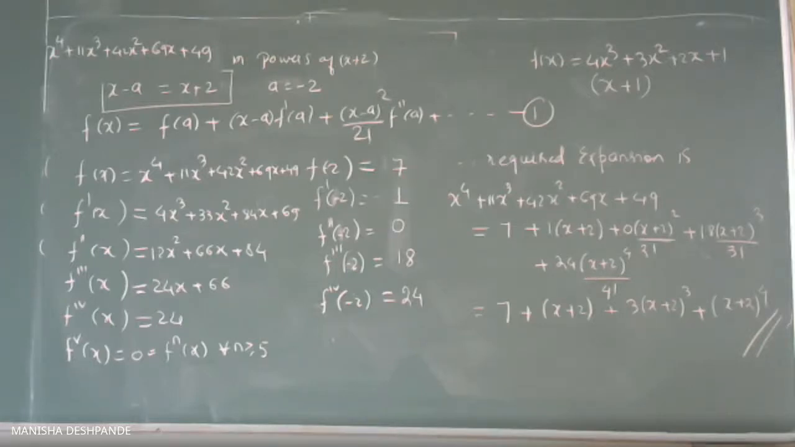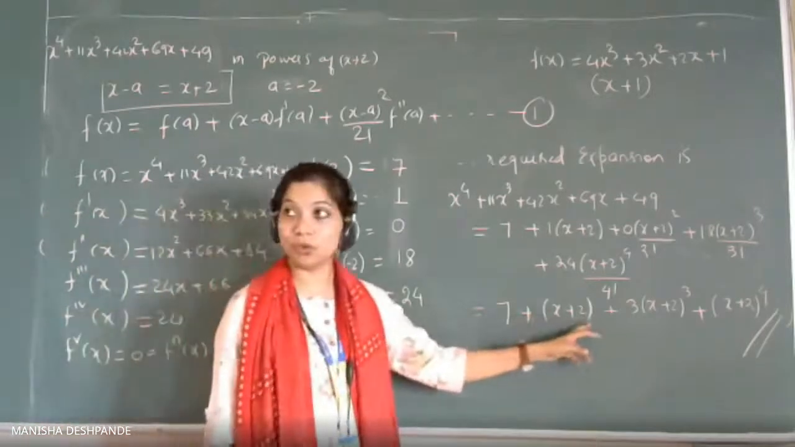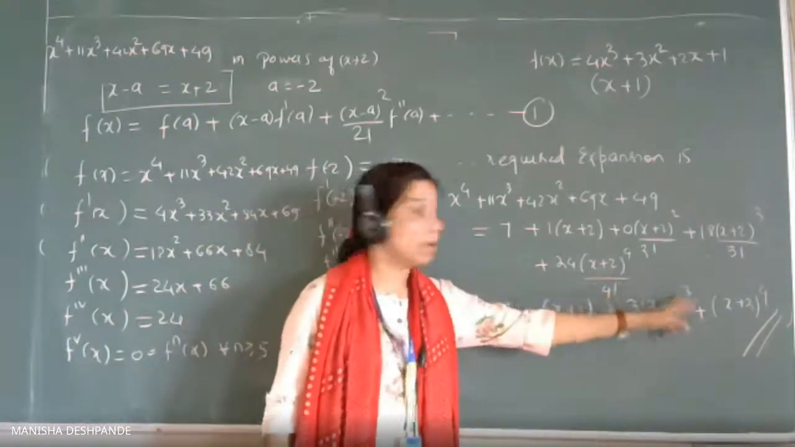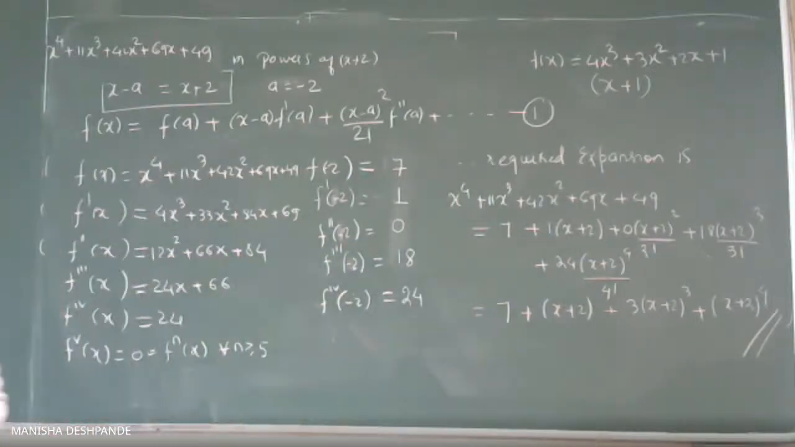How would you have done it if you don't know Taylor series? Suppose you are not knowing Taylor series expansion and the question was express 7 plus x plus 2 plus 3 times x plus 2 cube plus x plus 2 raised to 4 in ascending powers of x. Then how would you have done? Use the formula of a plus b the whole square, a plus b the whole cube, a plus b raised to 4, binomial expansion. And then club up the things together and get the answer. It would have become a bit hectic to collect and write down. So it becomes very simple if I know which formula I'm going to use now.